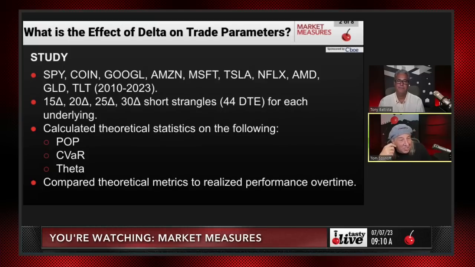And for each, we calculated the theoretical statistics on POP, probability of profit, CVaR, conditional value at risk, and theta, that is our premium decay. We compared the theoretical metrics to the realized performance over time. So we're going to look at theoretical metrics, and then we're going to actually look and see what really happened with a couple of these stocks. Let's go to the next slide.